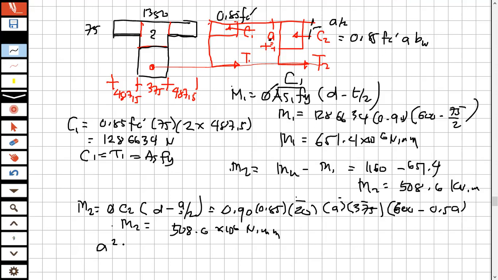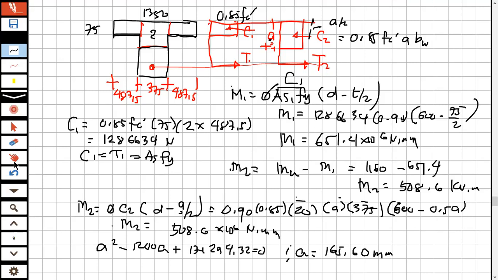So you can come up with this quadratic equation. A squared, you have calculators naman that are good. You have a, and then you have plus 171294.32 equals 0. So from here, we can calculate a. Therefore, a here is equal to 165.66 millimeter.